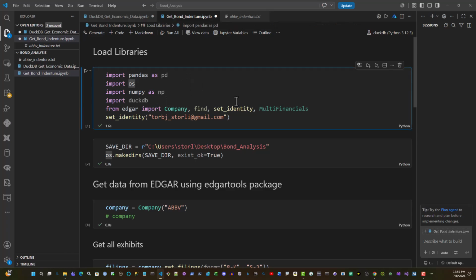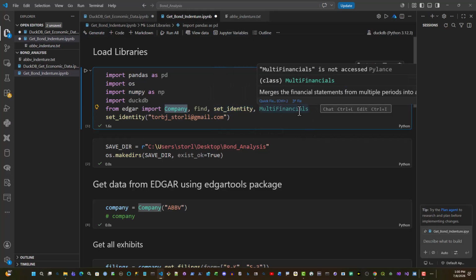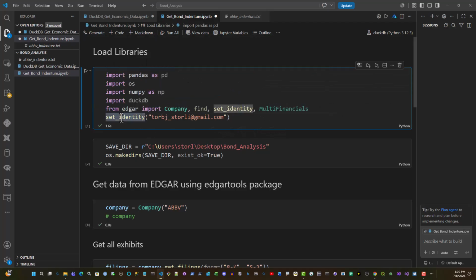So as you can see here, you can import whatever you need. Now, I don't necessarily need this right now, but I use the OS. I don't think you use NumPy, but I use from Edgar. You have to install Edgar tools, and then you refer to the parts you need from there by saying import Company, also set identity, and we don't need the multi-financials here. Check out my prior videos on using Edgar tools if you're interested in more details about this. Then you set the identity, and I'll just create a dummy email here.